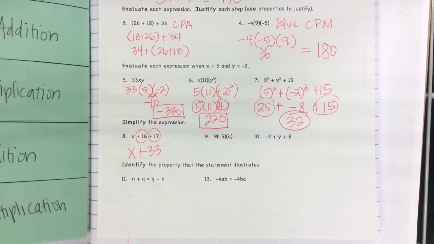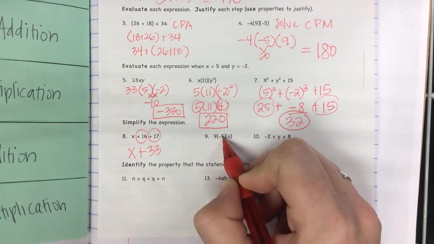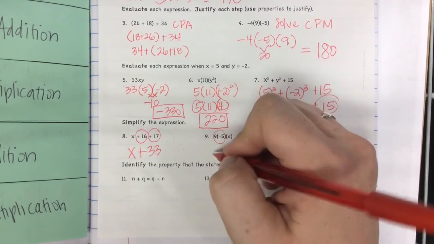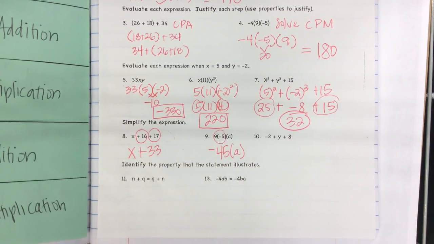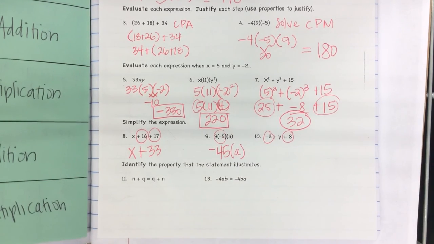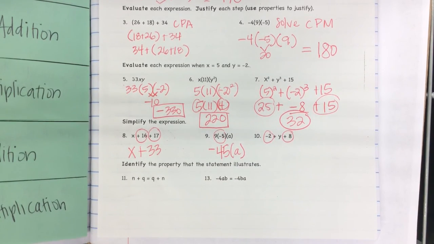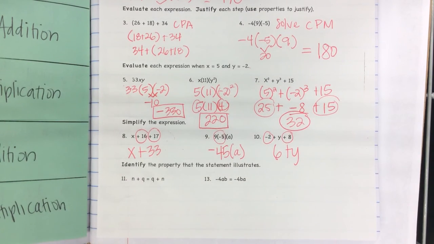In problem number 9, what should you multiply together? Morgan? What's 9 times negative 5? Negative 45 times a. Number 10, what should go together? Negative 2 plus 8. What's negative 2 plus 8? Plus y. You did it.